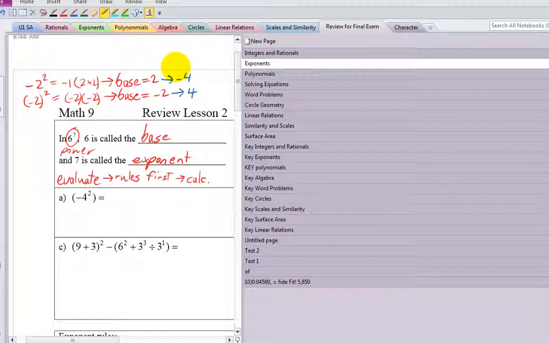Then some more basics. We have 6 exponent 7. 6 is the base. The whole thing is called the power. And 7 is called the exponent.